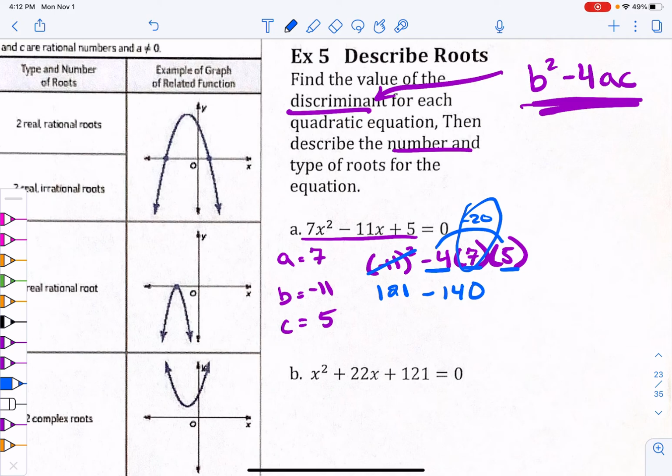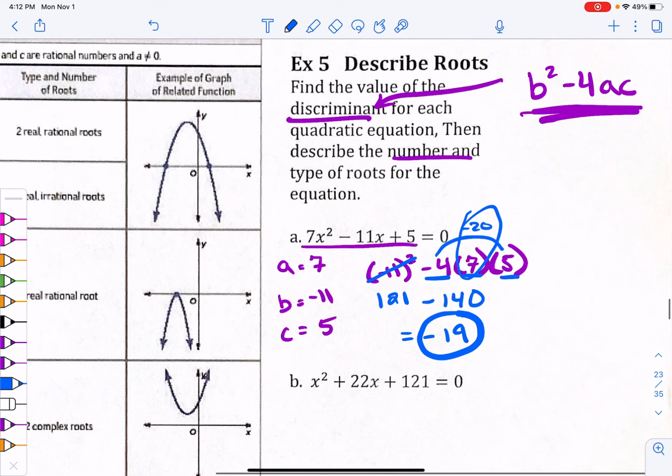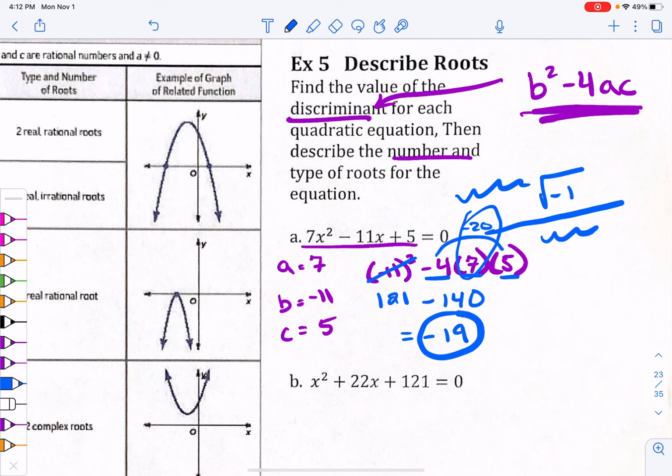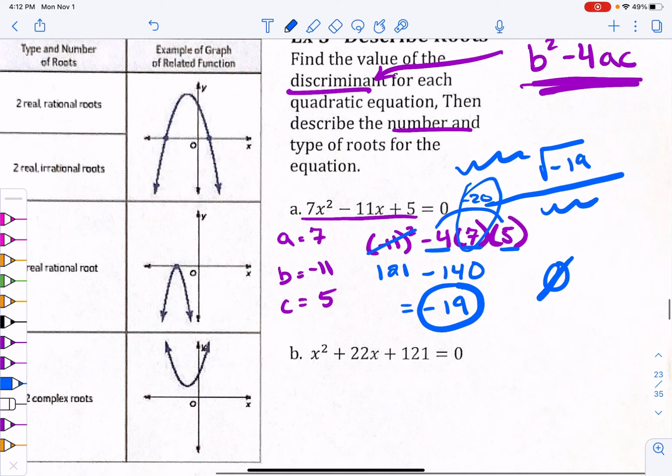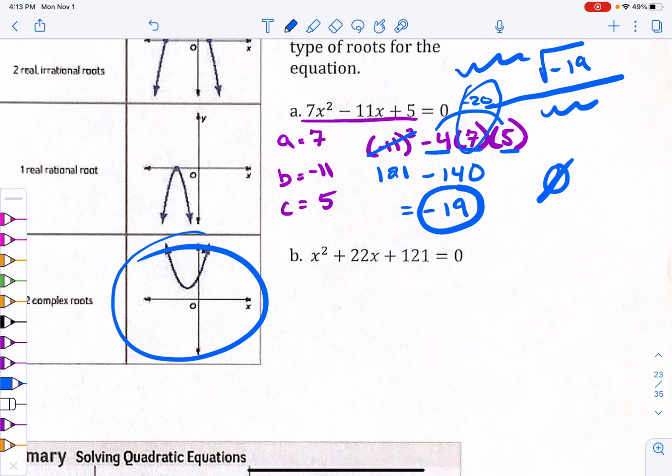And 121 minus 140 is -19, I believe. So that's the value of the discriminant. Now we said if that value is negative, it's like taking, in the quadratic formula, a bunch of junk and a bunch of junk, and we would end up with -19 on the inside of the square root. And you can't take the square root of a negative number. So that would mean that there are no solutions. So what's happening is this parabola is not crossing. It's just hovering above the x-axis. That's kind of how that works, okay?